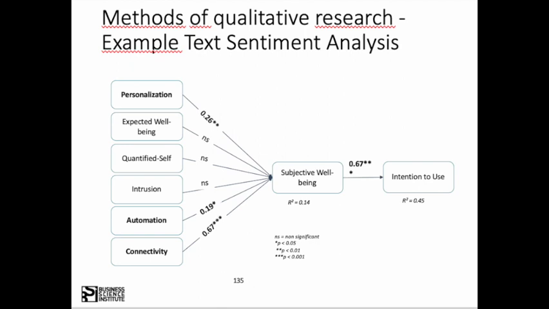So this last example shows how you can combine qualitative research first, generate concepts or topics, and then you can measure how these topics influence measurement scales, which are well established in literature, such as, for example, here subjective well-being and intention to use. And so it's a good example that you first explore and generate concepts, and these concepts are then directly tested in terms of their impact on mediating and dependent variables.